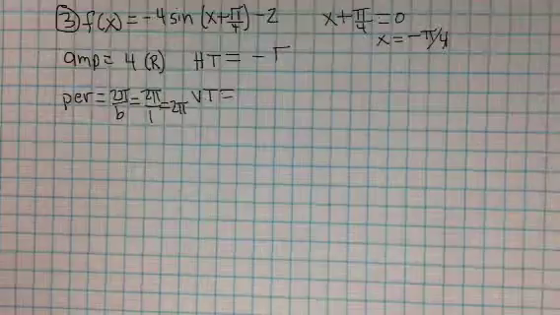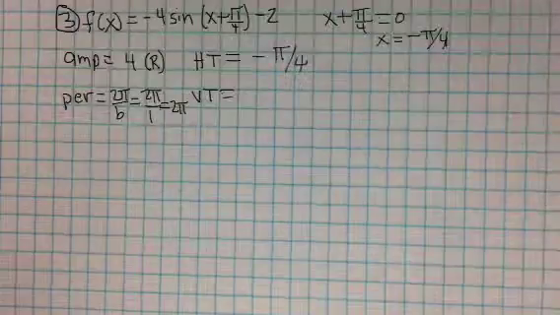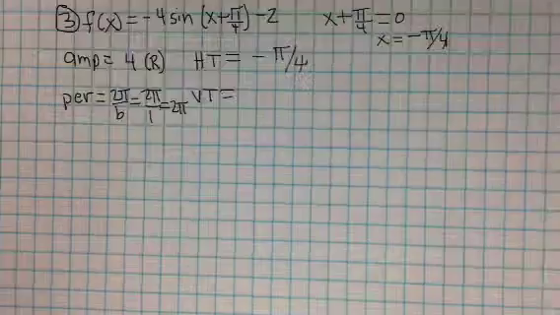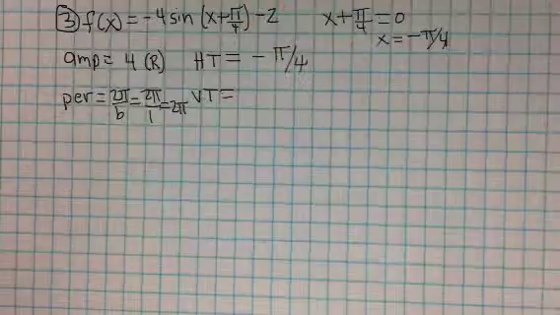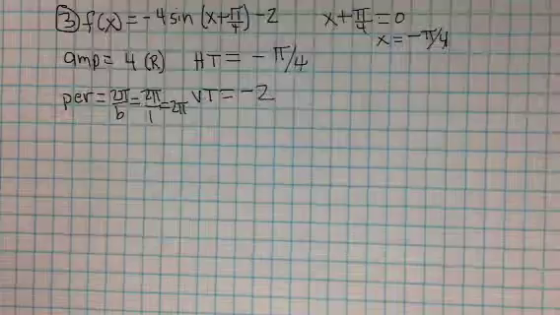Okay, it might be easier for you guys to just do it that way all the time. Okay, but only the argument is set equal to 0, what's inside the parentheses. Alright, and then the vertical translation is this number right here. So it's negative 2, so we keep negative 2.